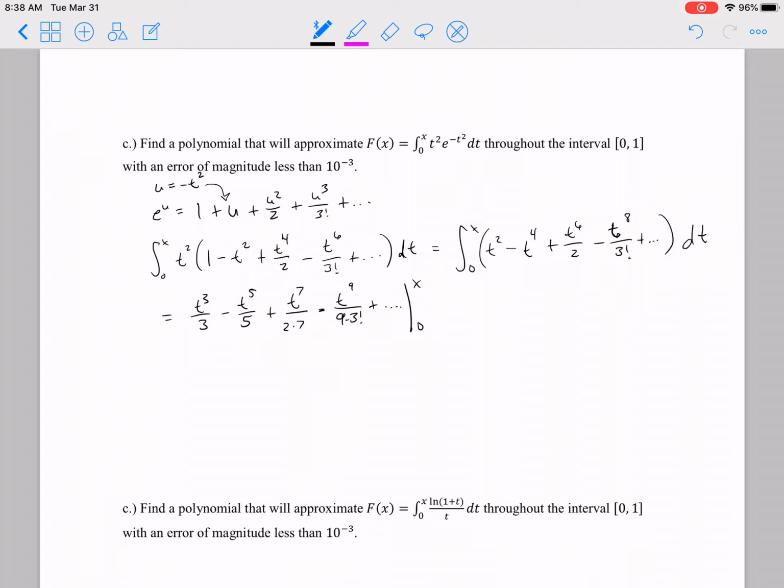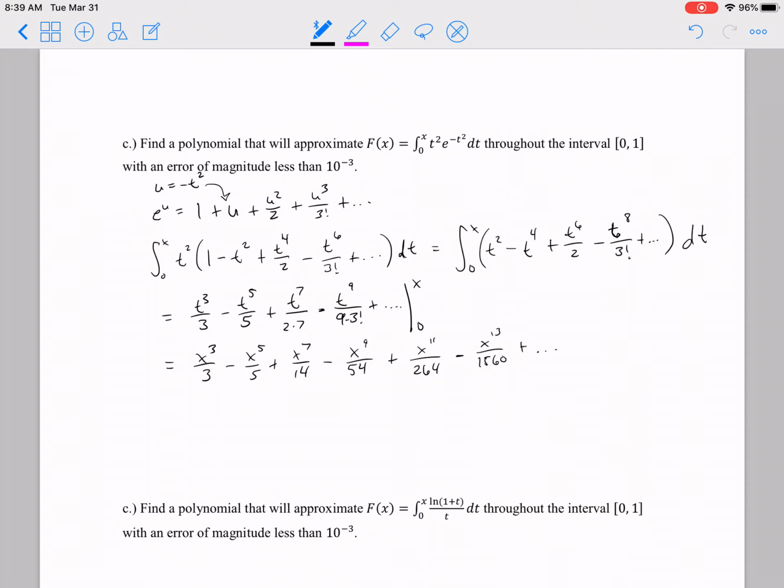And so when we evaluate it from 0 to x, we're going to get x cubed over 3, right? Those zeros are going to make each term 0, minus x to the 5th over 5 plus x to the 7th over 14 minus x to the 9th over 54, and then I'm going to even add some extra. It's going to be x to the 11th over 264, and then we'll have a minus x to the 13th over 1560, and then plus so on and so forth.